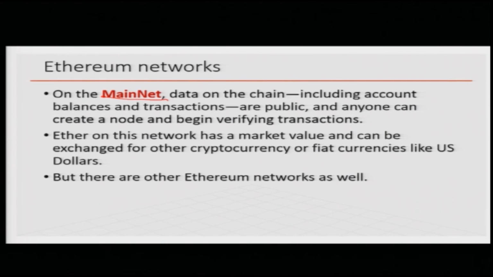So the main net has all the data that is public, like blockchain data, and anyone can create a node and begin doing transactions. They can also do verification of transactions. They can do, of course, the mining with proof of work, which will require a lot of computation power. But to join in the main net and start getting Ether from exchanges and then spending Ether on purchasing stuff, all that stuff you can do through this main net.